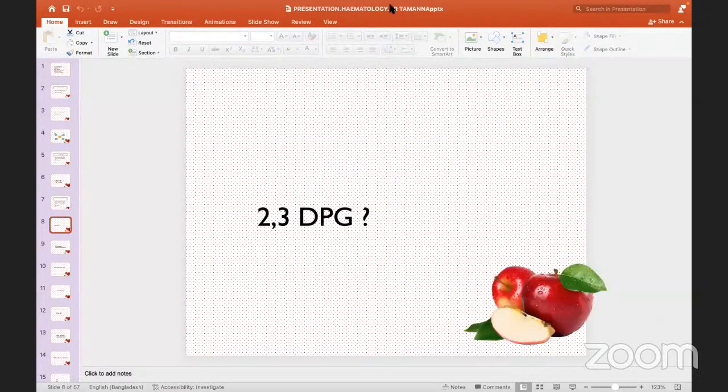Okay, now let us know what is 2-3 DPG. Does anyone have any idea what is 2-3 DPG? It's an enzyme, but forgotten. Yeah, very good. It's an enzyme that converts the glucose within the RBC. No, it is actually DPG. 2-3 DPG. What do you mean by DPG? We already know. Diphosphoglycerate. Diphosphoglycerate, okay?